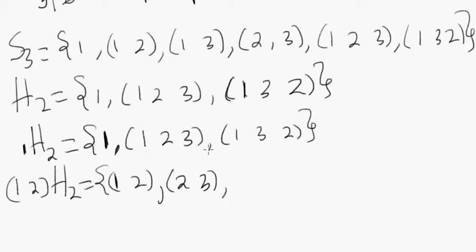Okay. What about, what's (1 2) multiplied by (1 3 2)? Well, (1 2) multiplied by (1 3 2) would just give us 1. 1 goes to 3. And what does 3 go to? Well, 3 doesn't go anywhere. 3 goes to 2. What does 2 go to? 2 goes to 1. Okay. And then 2 is just stuck. So that would be the coset (1 2) H2.